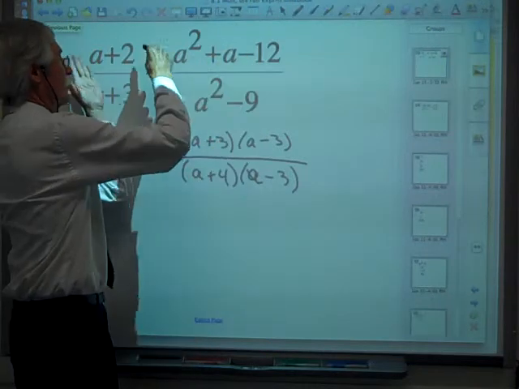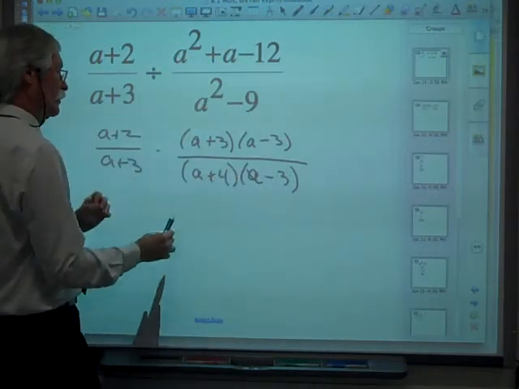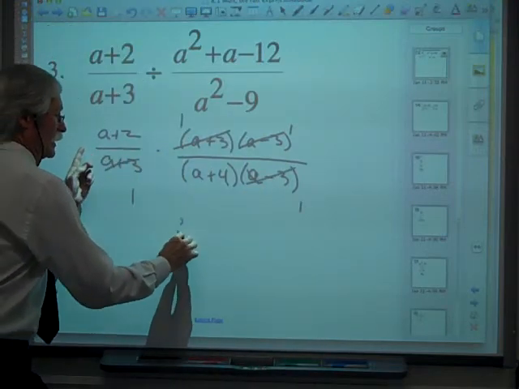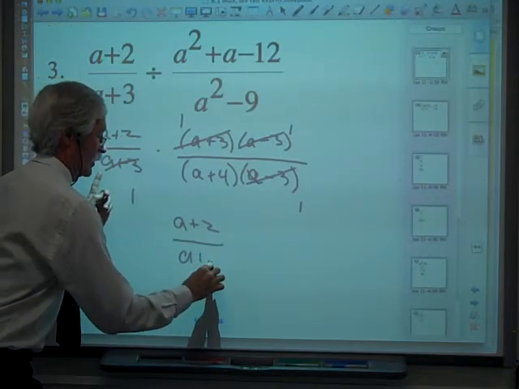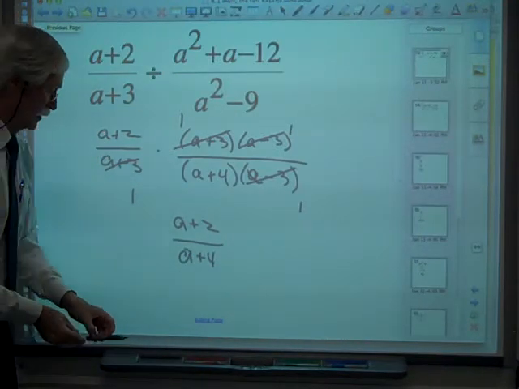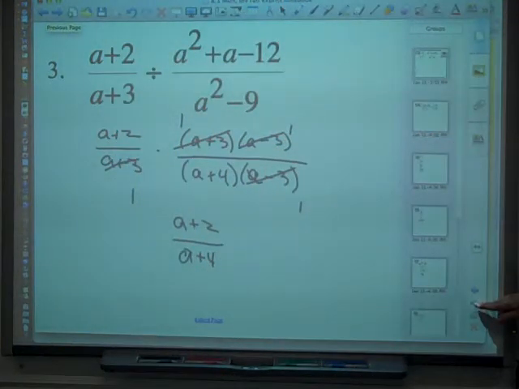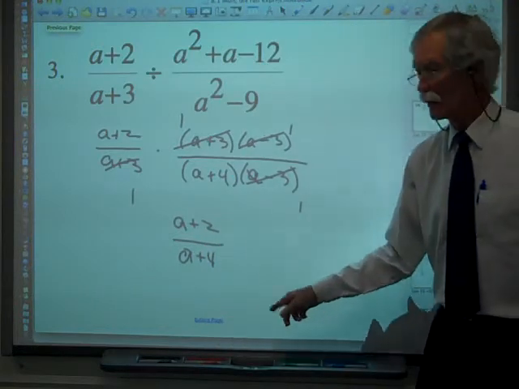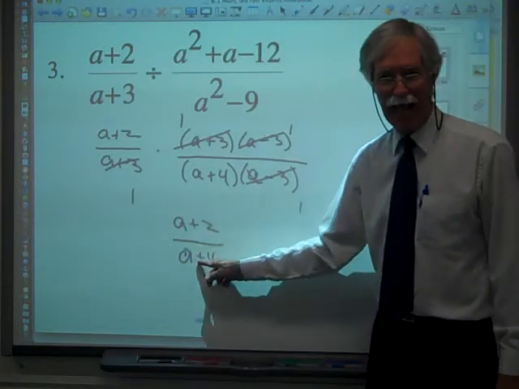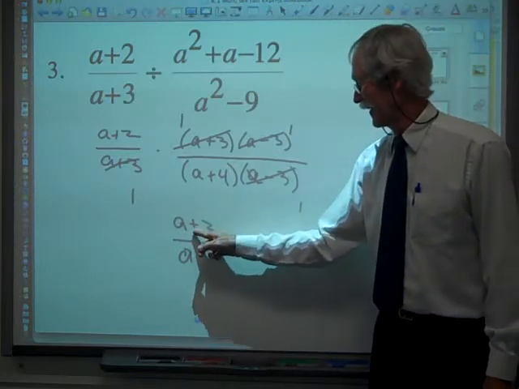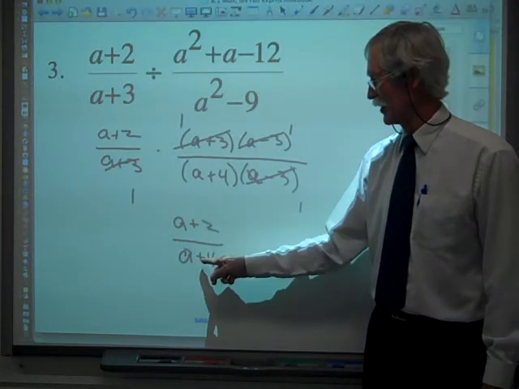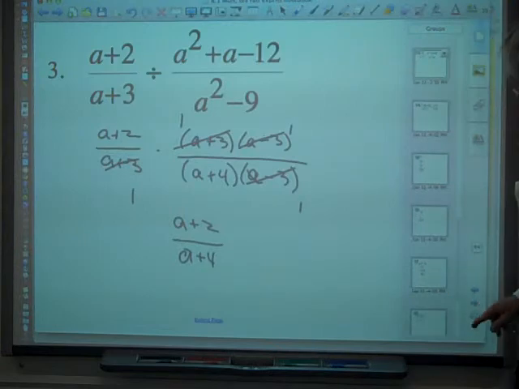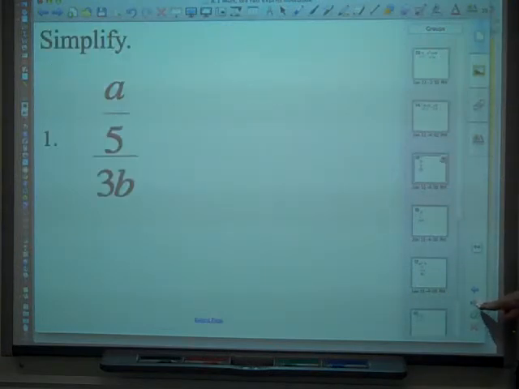So flip it upside down, leave the first one alone, multiply, cancel: a minus 3, a minus 3, a plus 3, a plus 3. What's left is a plus 2 on the top, a plus 4 on the bottom. Should I cancel the 2 and the 4? No. If there's little addings and subtractings, separating them, do not try to cancel little pieces one at a time. You get rubbish answers if you do. Remember, folks. Don't cancel.